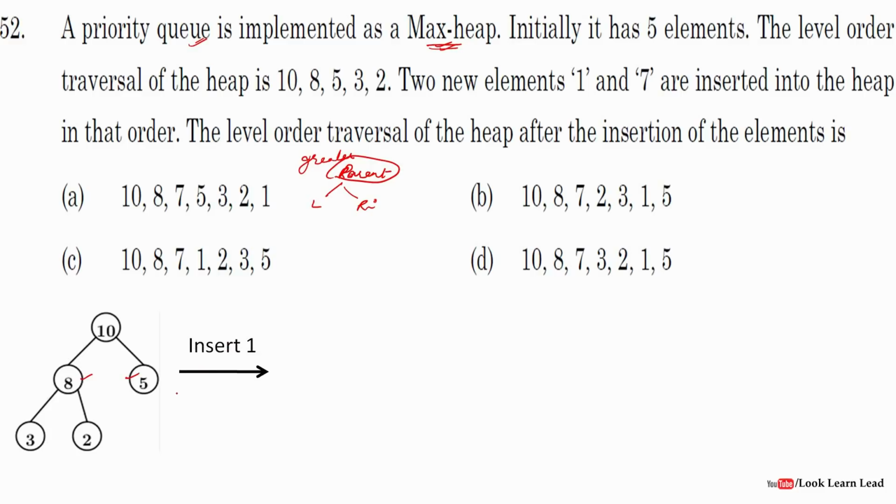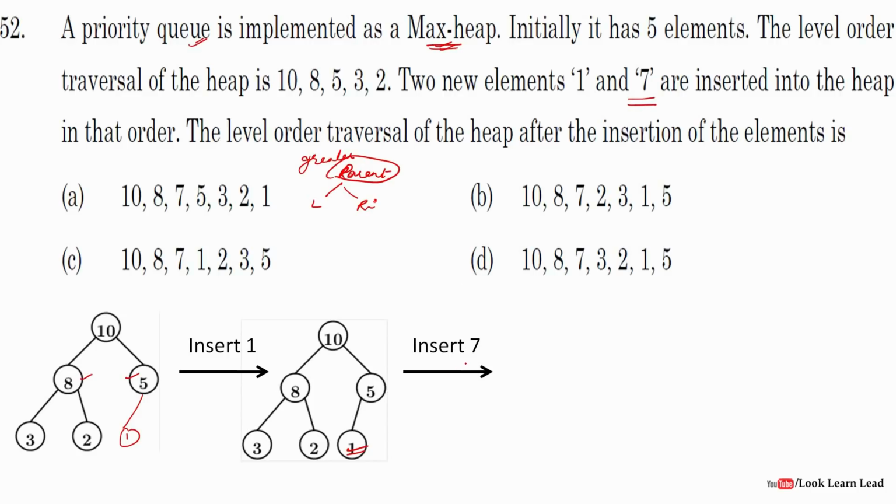So let's insert 1. When we insert 1, it is inserted over here. Let's check if the property of max heap is maintained or not. 8 is greater than 3 and 2, 5 is greater than 1, and 10 is greater than 8 and 5. Yes, so there is no problem. After inserting 1, this is the proper heap. Next we have to insert 7.